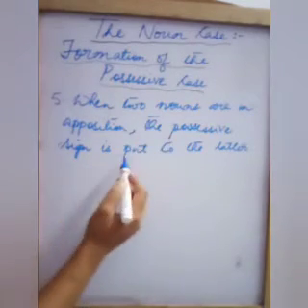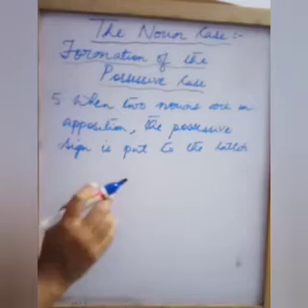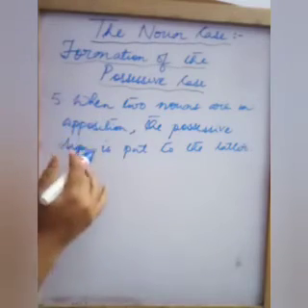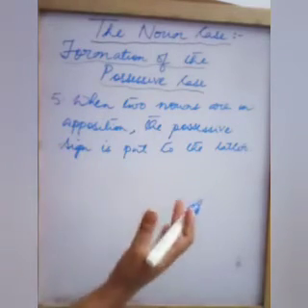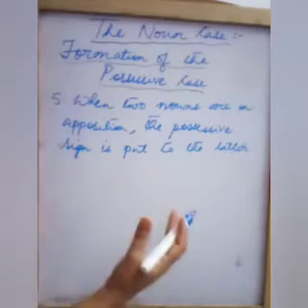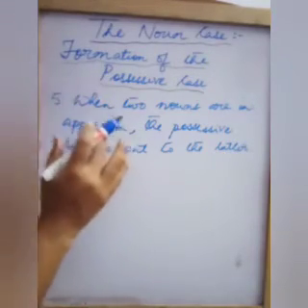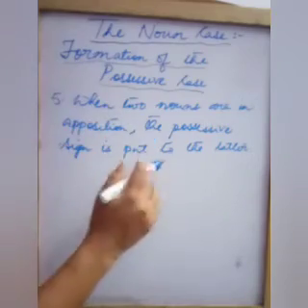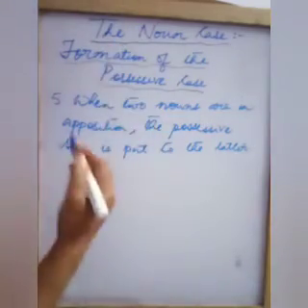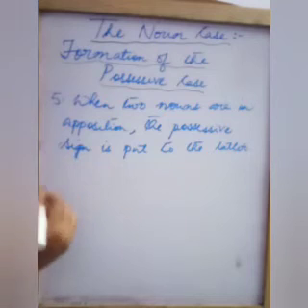So the possessive sign will be put to the latter. Alright? There are two nouns. The second one might be a noun or a pronoun which is describing the first noun further. So the apostrophe or the possessive will be put with the second noun or the pronoun. Alright? So let's see an example.